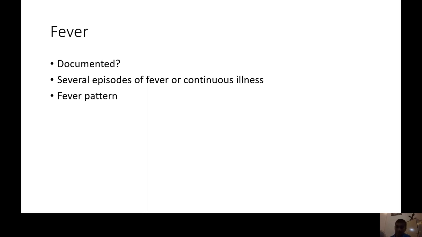As you know, most parents feel the patient and then decide that it's fever rather than documenting it. And your skin temperature can be altered by the environment temperature, as well as the temperature of the person who's checking the temperature. So it's very important to know if it is documented or not.